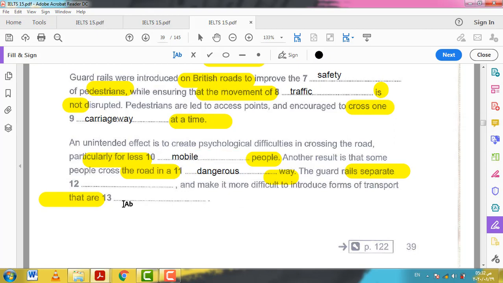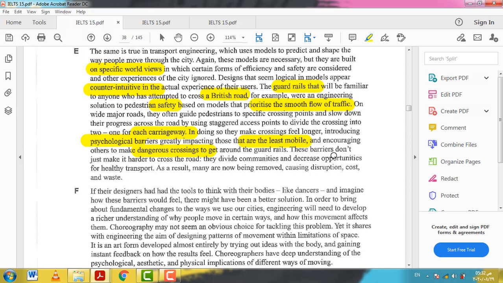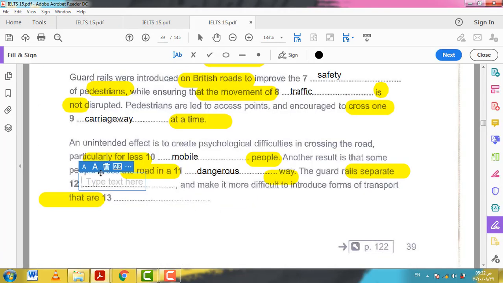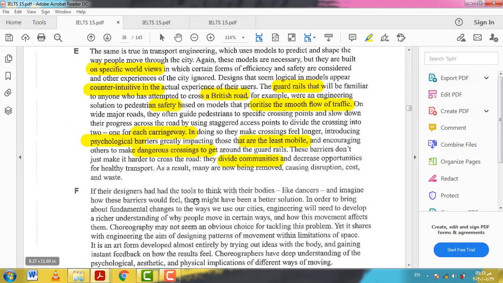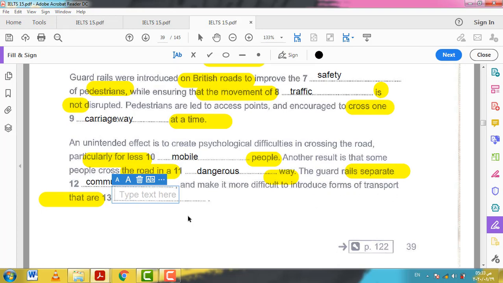The guardrails separate what, and make it more difficult? These barriers don't just make it harder to cross, they divide communities. Divide means separate communities. And make it more difficult to introduce forms of transport that are healthy, decreasing opportunities for healthy transport. Forms of transport that are healthy.